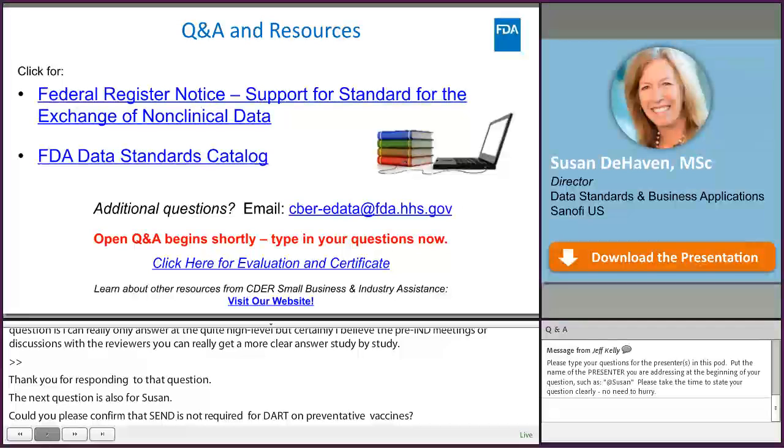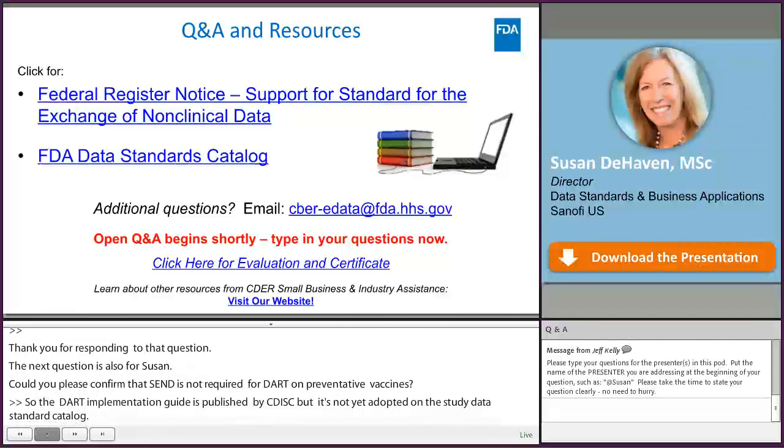Okay, so the DART implementation guide is published by CDISC, but it is not yet adopted on the Study Data Standards Catalog. In order to submit DART studies, you would need to use the DART implementation guide models, and since they are not yet supported by FDA, they are not required.